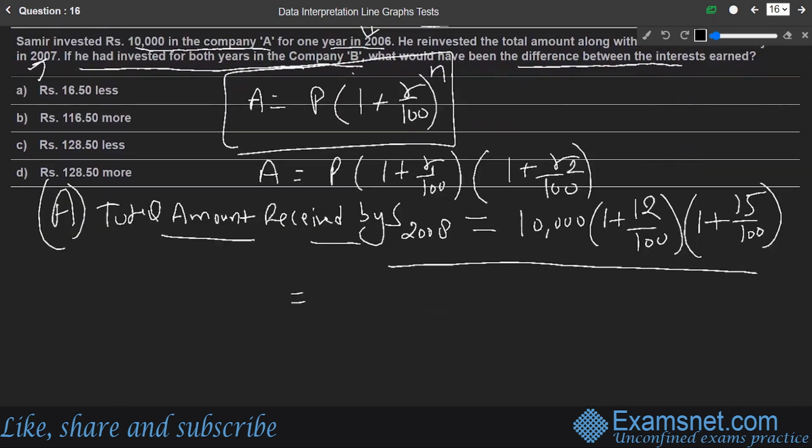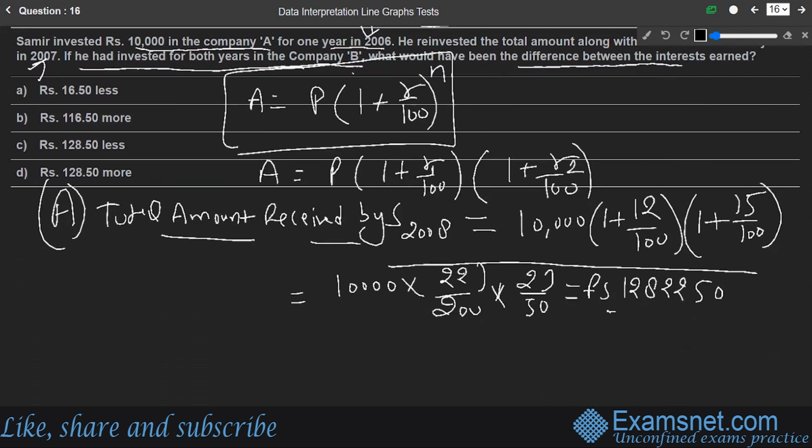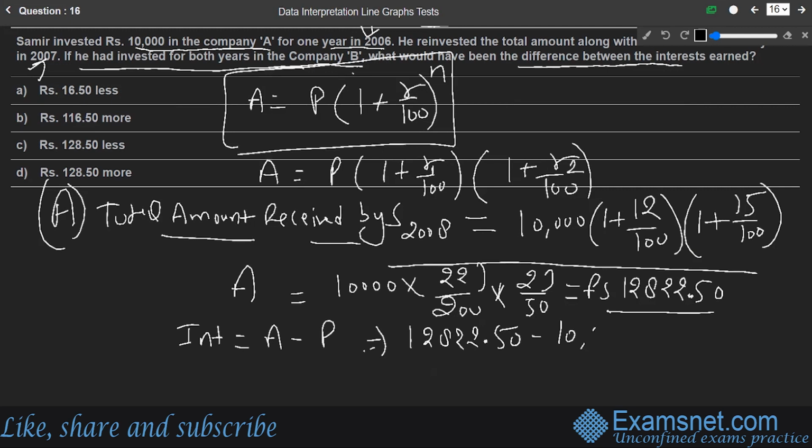If we solve this further, it comes out to be 10,000 into 223 by 200 into 23 by 50, which comes out to be rupees 12,822.50. This is the total amount received by A. So what is the interest? Interest is always calculated as amount minus principal. The amount is 12,822.50 minus the principal of 10,000, so the interest received is rupees 2,822.50.